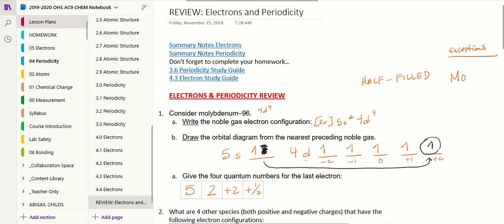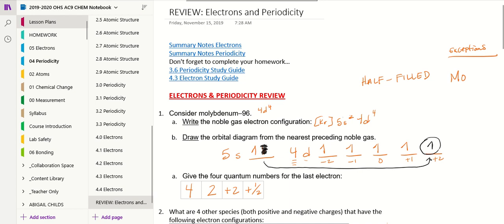My bad. You're right. It is not energy level 5. It is indeed energy level 4. Oopsie. Good catch, though. So, besides molybdenum, what are your other exceptions you need to know?